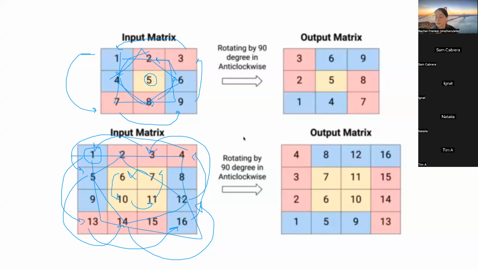Anyway, this is the idea of rotating a matrix. Any questions on kind of what we mean by rotating a matrix? And any thoughts on, any kind of patterns that we're seeing here as we do it?